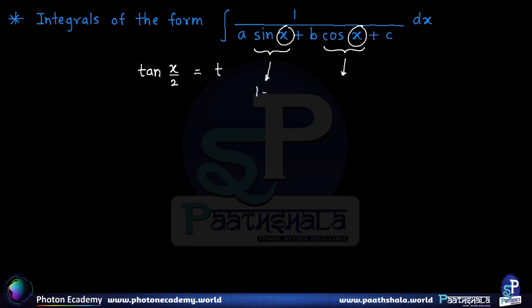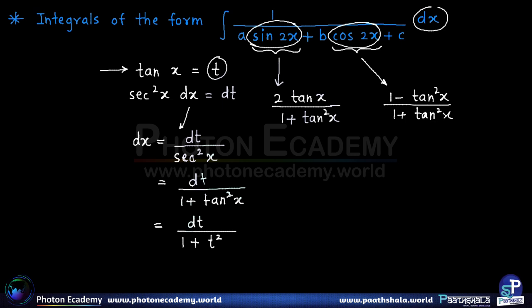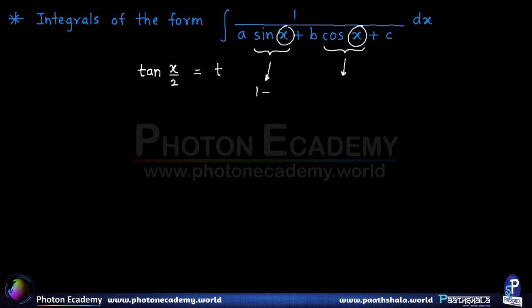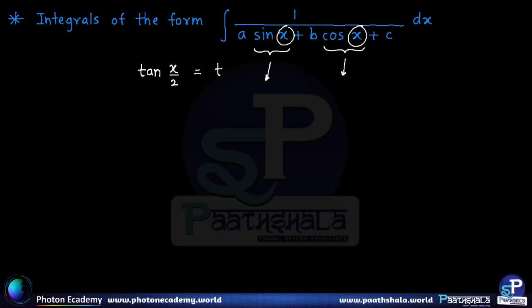So sin x can be still written as we have seen here, it's 2 tan x upon 1 plus tan square x. But since this double angle relation does not change, although the angle changes, sin x can be written as 2 tan x by 2, which is 2t, upon 1 plus tan square x by 2, that is 1 plus t square. And cos x can be written as 1 minus t square upon 1 plus t square.